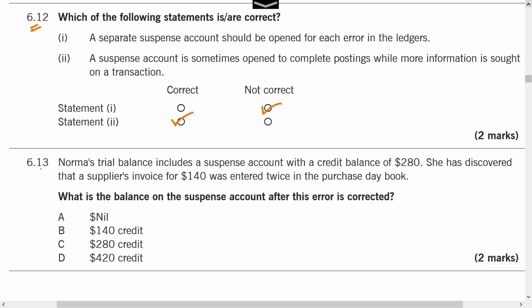Next we have question number 13. What is the balance on the suspense account after this error is corrected? A trial balance includes a suspense account with a credit balance of $280. She has discovered that a supplier's invoice for $140 was entered twice in the purchase day book. So that means we have entered a single transaction twice. So as a result, the debit side and credit side will remain equal. So there will be no effect on the balance of the suspense account. So our correct answer is C.